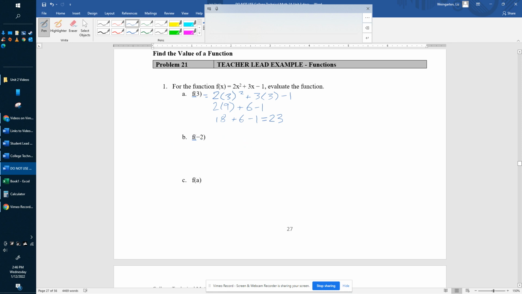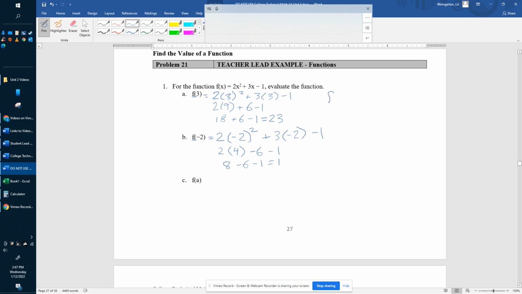Plug in negative 2 in for x. F of negative 2 is 2 times negative 2 squared. Now that negative is being squared, so make sure it's inside the parentheses. Plus 3 times negative 2 minus 1. Do our exponents first. 2 times 4. 3 times negative 2 is negative 6 minus 1. 2 times 4 is 8 minus 6 minus 1. And that is going to give us 1.